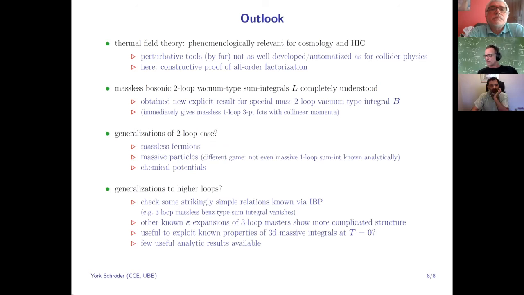That said, I think this whole program of trying to incorporate methods from zero temperature collider physics into finite temperature field theory seems to prove fruitful, given also new results in zero temperature physics, and trying to increase the frontier of precision in finite temperature field theory. And with this, I close the talk. Thank you.